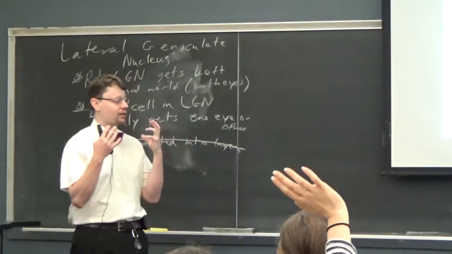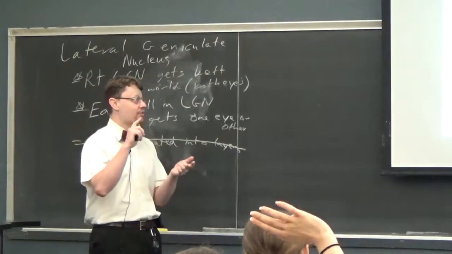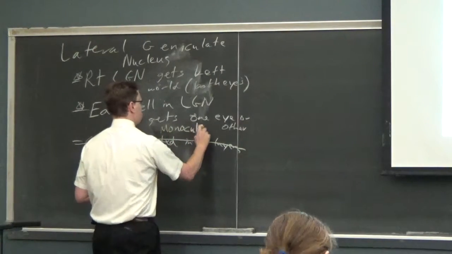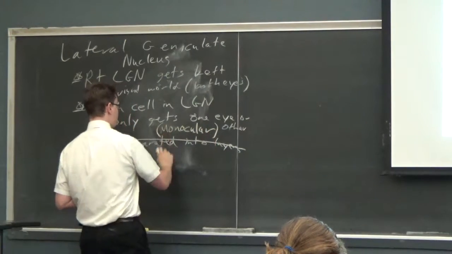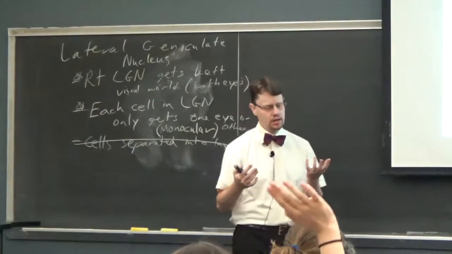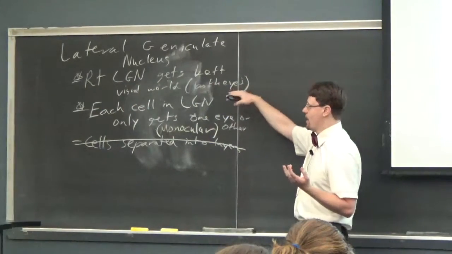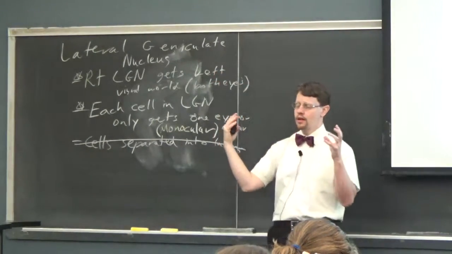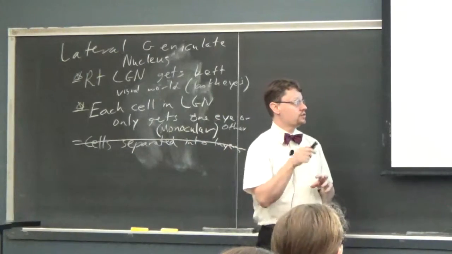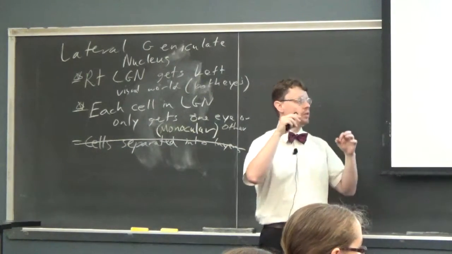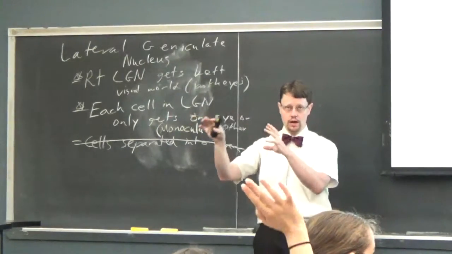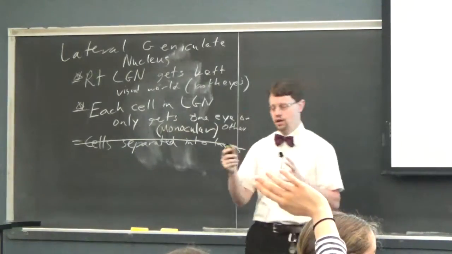So the core point here in the thalamus is that the cells are what we call monocular. Each cell is only aware of one eye or the other. This is where we've got the right visual world versus left visual world distinctions starting to get made, but only at the level of the whole structure. No individual cell is aware of the two eyes' different perspectives on the visual world.